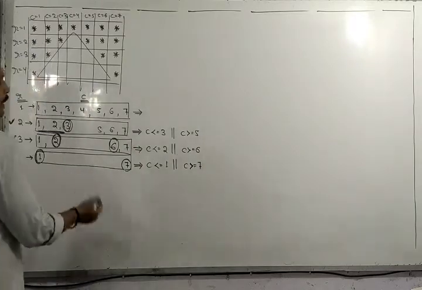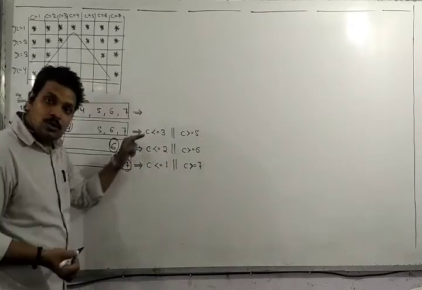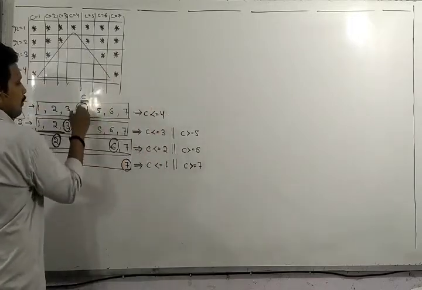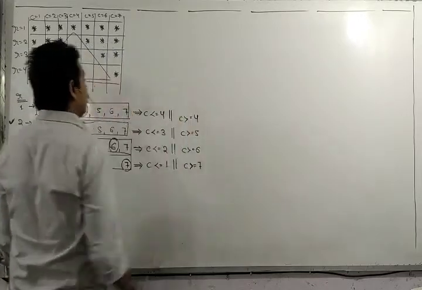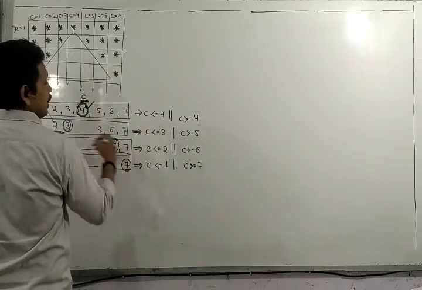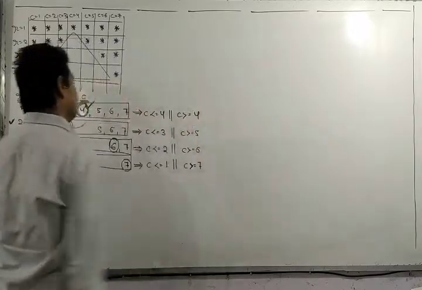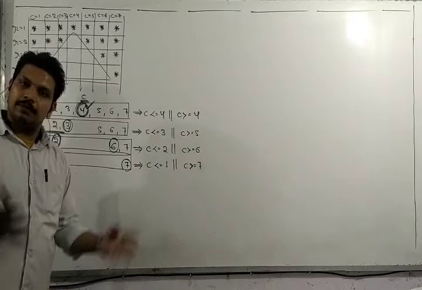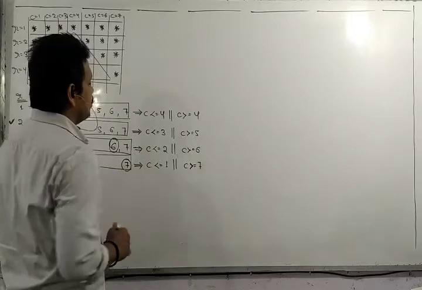Then you apply your common sense. Just before 1 it is 2, just before 2 it is 3. So what should I write here? C less than equal to 4, logical or C greater than equal to 4, greater than equal to 4 only. Okay, so 1, 2, 3, 4, 4, 5, 6, 7. Clear? So this is the relational expression.